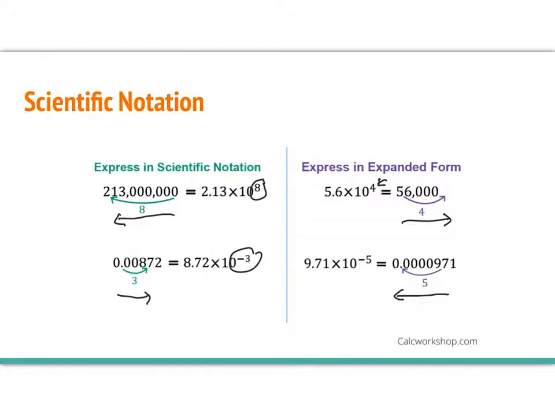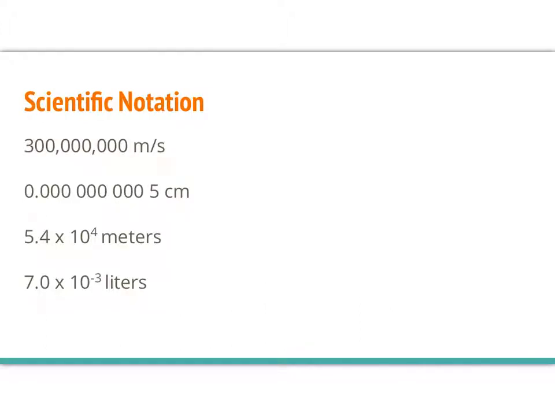Okay, so let's try this out with a couple examples. Okay, so 300 million meters per second. So I start with my decimal point here, and I'm going to move it over 1, 2, 3, 4, 5, 6, 7, 8. So I'm going to have 3 times 10 to the 8 meters per second. Big number, so we're going to have a positive exponent.